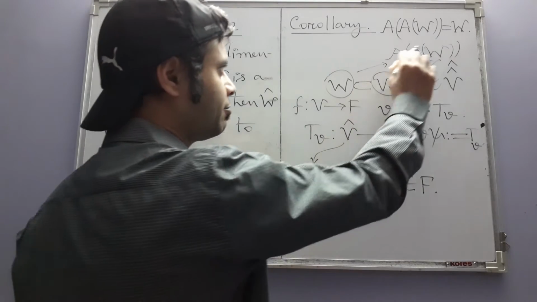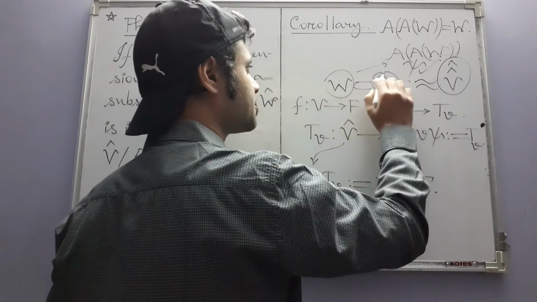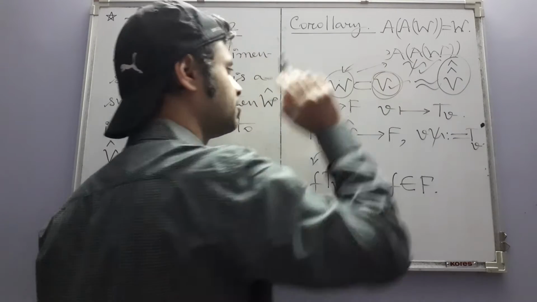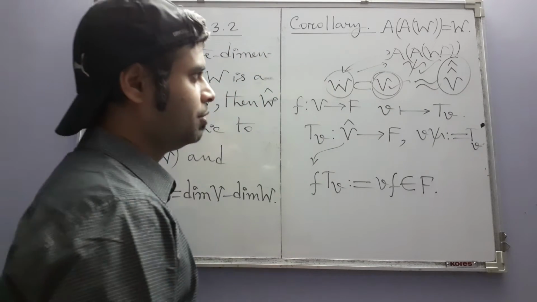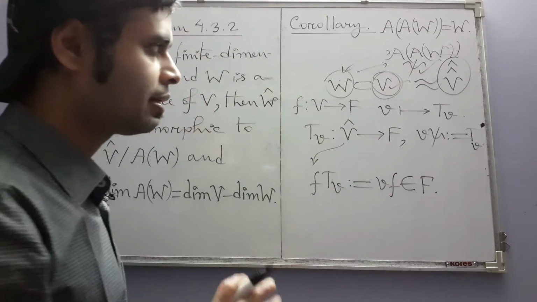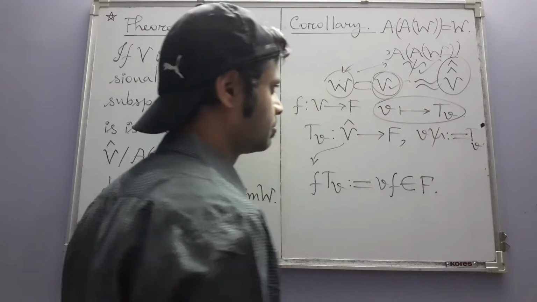Because you see, A of W is a subspace of this, W is a subspace of this. Under this isomorphism, these two turn out to be isomorphic to each other. And of course we are not going to be that explicit, but we do use this association.